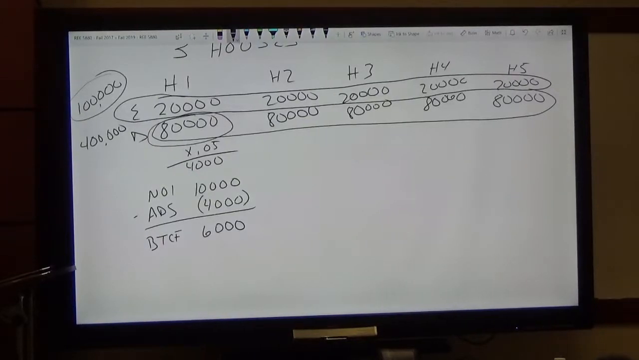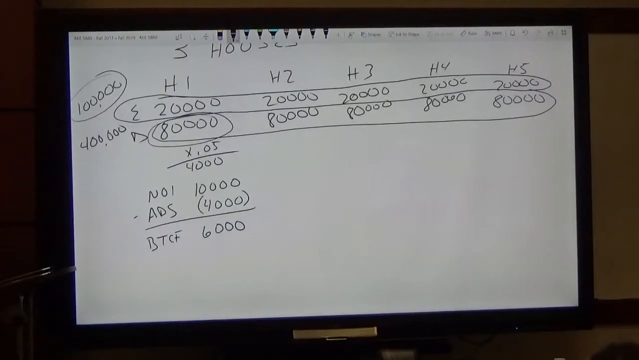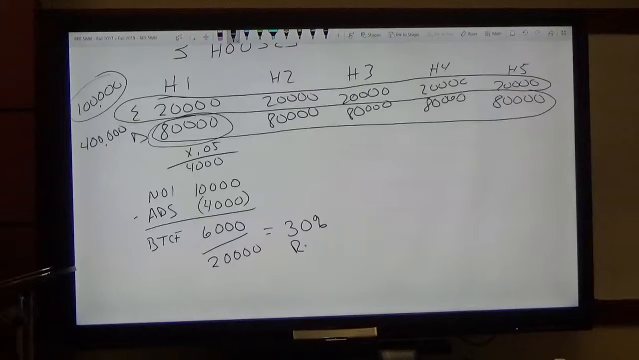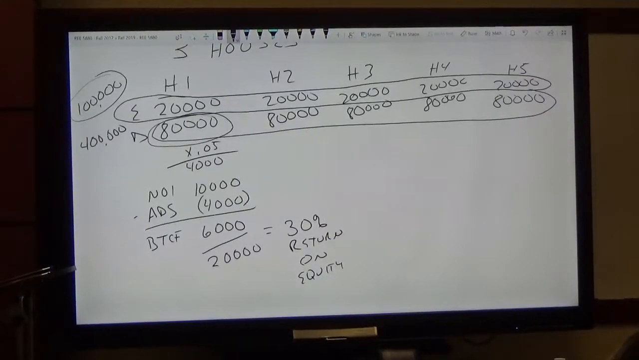Okay, now, that $6,000, what was our equity investment in the property? $20,000. So that's a 30% equity rate of return, or return on equity, which is probably better to call it that. Okay, does everybody understand that, yes or no?